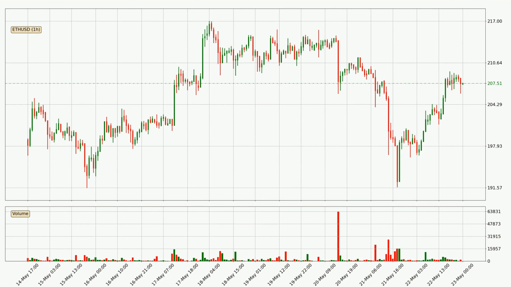Looking at the Ethereum hourly time frame, the price moved quickly to the upside with around 4.7% in the last 24 hours, with a current price of 208. Nevertheless, seeing as the volume wasn't very high, the move wasn't particularly strong.